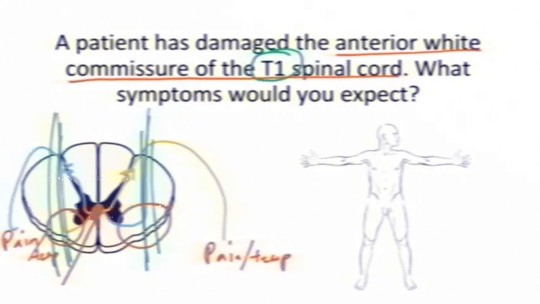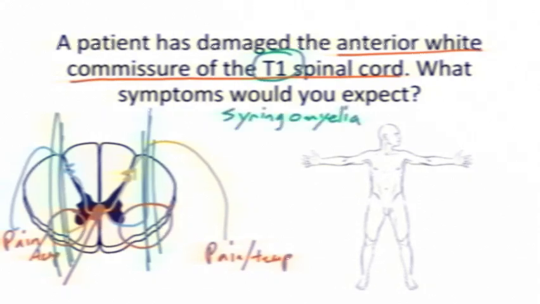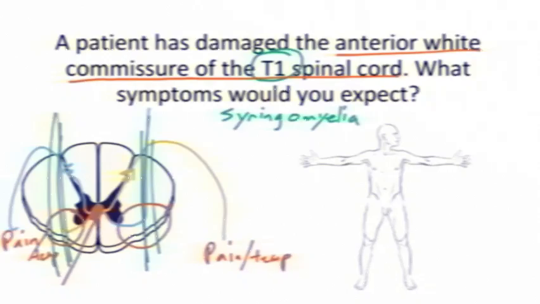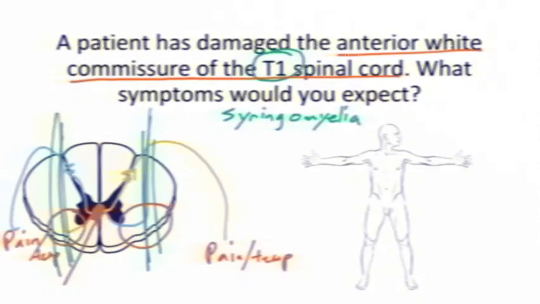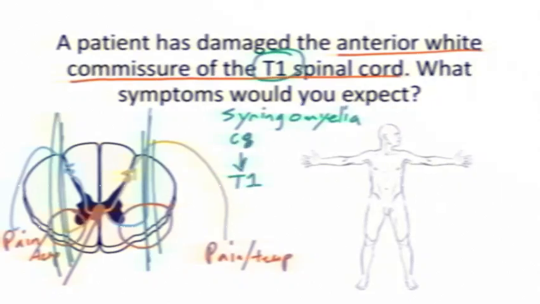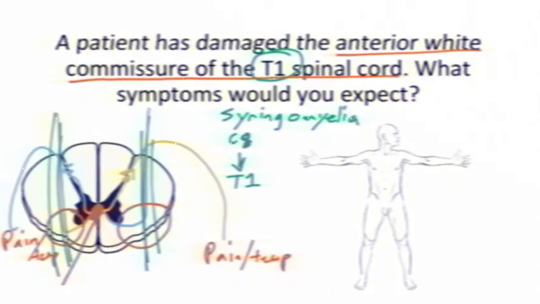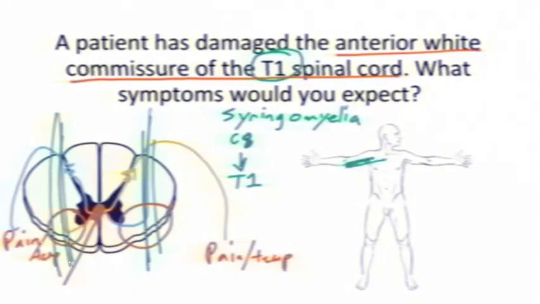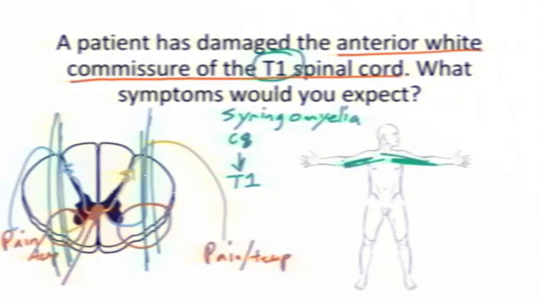A disease that classically causes these findings is called syringomyelia, and this occurs when a syrinx, a fluid-filled cavity, develops in this portion of the spinal cord that we've just talked about, often in the C8 to T1 distribution. So this patient demonstrates that classic syringomyelia of loss of pain and temperature just in the T1 dermatome.